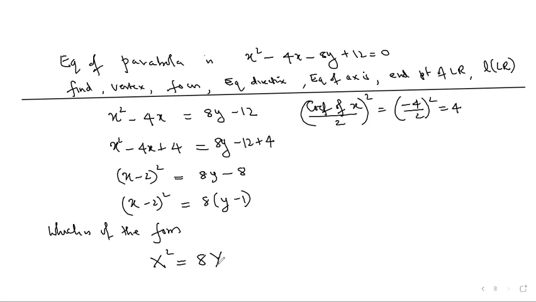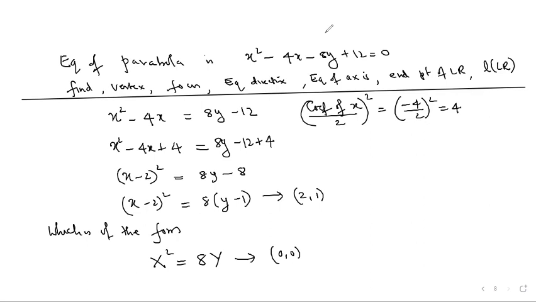Is it fine? Yes. What will be its vertex? What is the vertex of this parabola? 2, 1. Vertex, not 0, 0. For x square equal to 8y the vertex would be 0, 0, so what will be the vertex of this parabola? 2, 1. Got the idea?